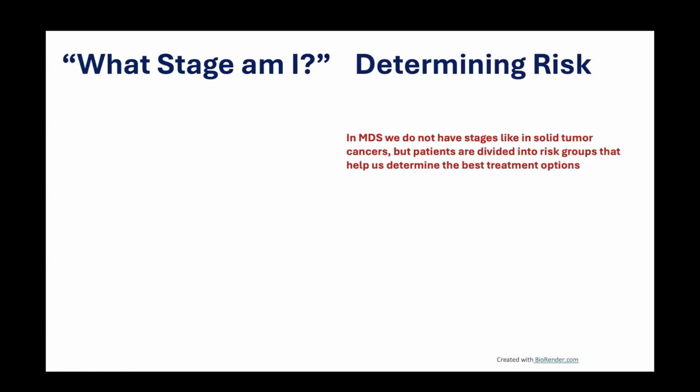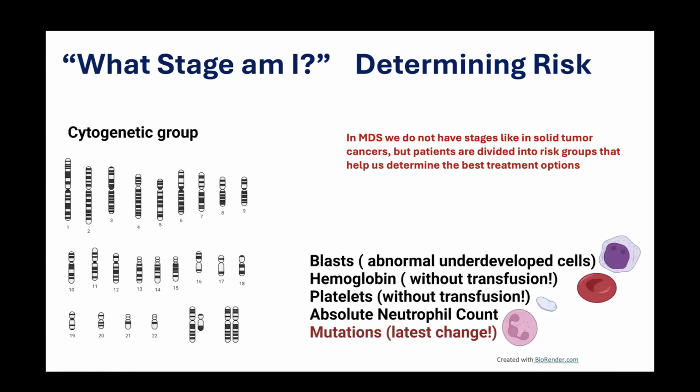All right. So then how does this affect what stage am I? And I very specifically haven't told you about mutations, or specific points where one gene is mutated, because we're going to come back to that in a couple minutes. What stage am I is determining risk, right? So it's important for you as a patient or a caregiver, loved one, to know that MDS is not like solid tumors where you have stage 1, 2, 3, 4, but we divide patients up by risk group. And that actually helps us figure out what the best treatment for them is.